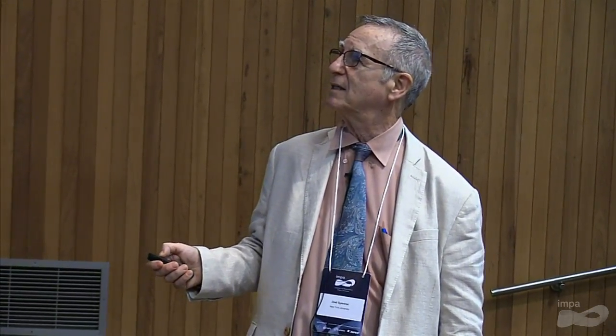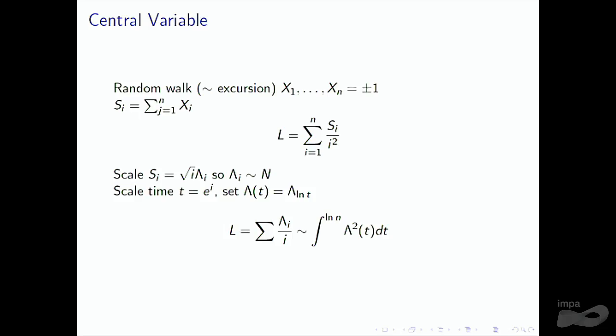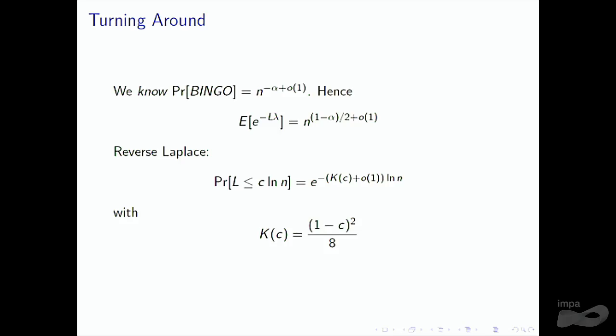And what we want is the large deviation. What is the probability that L is less than or equal to c log n, where c is a constant less than 1? Okay, so we know the expectation is 1 log n. But here, we were going along on this, trying to get this. And what happened was we really got stuck, and we just turned the whole argument around.